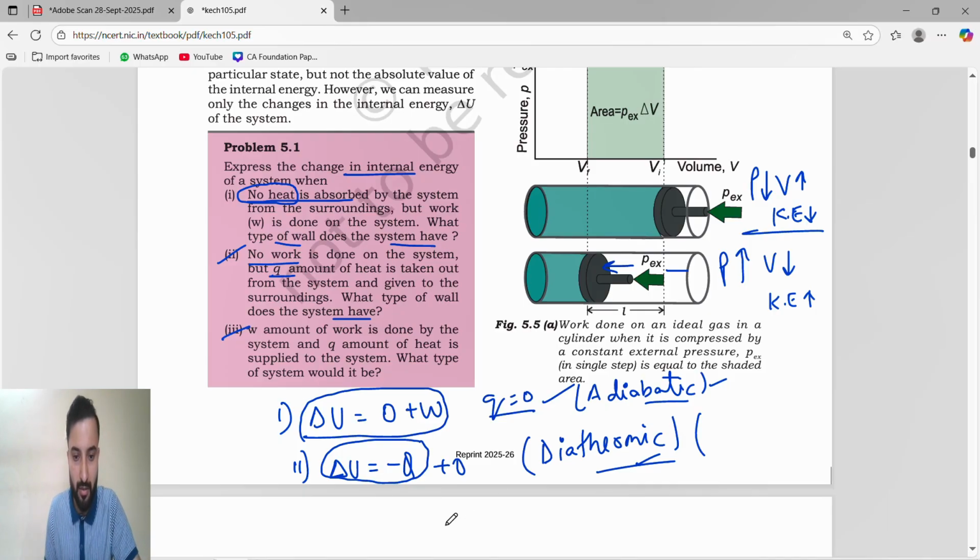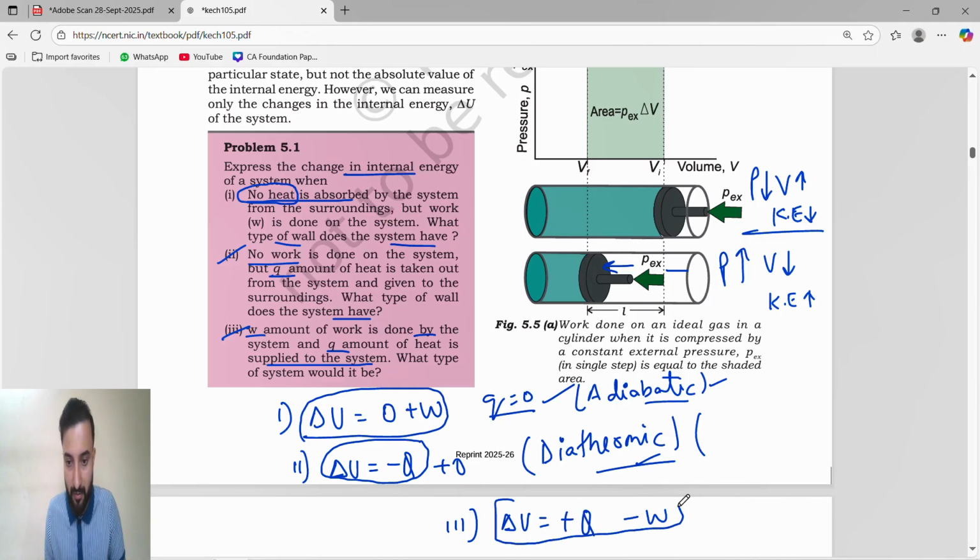Now the third one. Delta U equals... W amount of work is done by the system. By the system means minus W. If work is done on the system, then plus. And Q amount of heat is supplied to the system, so the system is absorbing the heat. So delta U equals plus Q minus W.